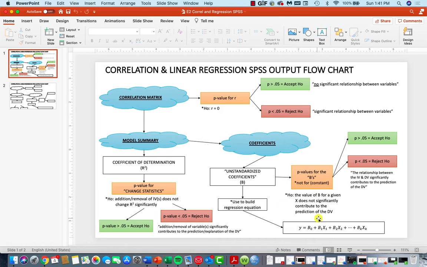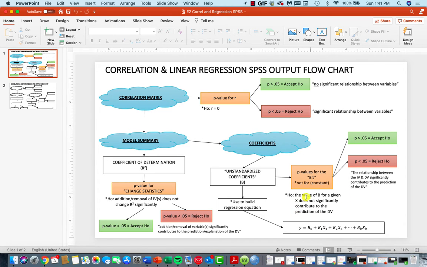So in this area, we're looking at how well the value of b, or the coefficient for a given independent variable, contributes to the prediction of the dependent variable, right? Does it actually significantly add to the prediction equation? If it doesn't, then we know it doesn't carry a lot of weight in the prediction of the dependent variable.